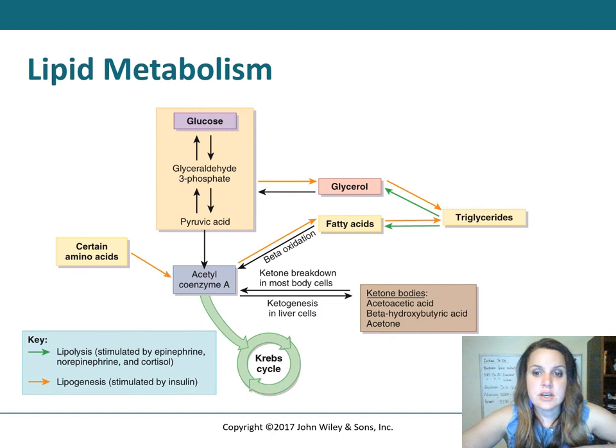What I want you to see here is the interconnectedness of glycolysis. You see where glucose is broken down into pyruvic acid, converted to acetyl-CoA, and ultimately goes into the Krebs cycle, and lipid and fat metabolism. So what you see is that when we have excess glucose, it can be converted to fat. When we have excess fat, it can be converted to glucose. So just eating a low-fat diet will not make you not store fats, because if you eat a low-fat diet with high carbohydrates, you're just going to convert it to fat anyway, and vice versa.